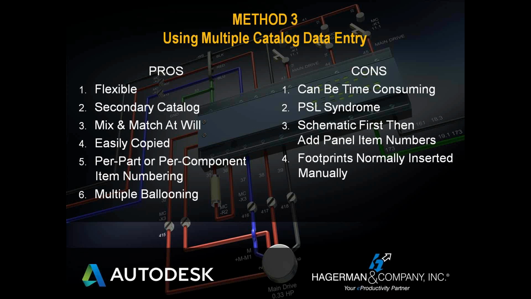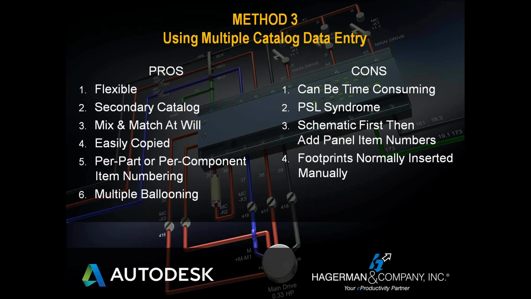And it will balloon everything when I'm doing per part item numbering. It'll balloon everything in one command. I don't have to sit there and balloon each one individually. So it's a lot faster than the first version. The con is it can be time consuming compared to the assembly code, the assembly list. It's going to take you a little bit longer.